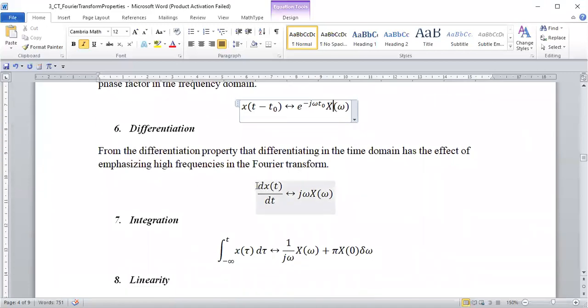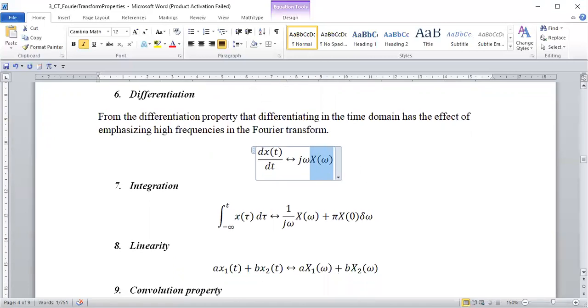Differentiation property says that the Fourier transform of the derivative of a signal x of t is simply equal to j omega multiplied by the Fourier transform of x of t, which is X of omega. The integration property simply says that the Fourier transform of the integral of a signal is the Fourier transform of the original signal divided by j omega.